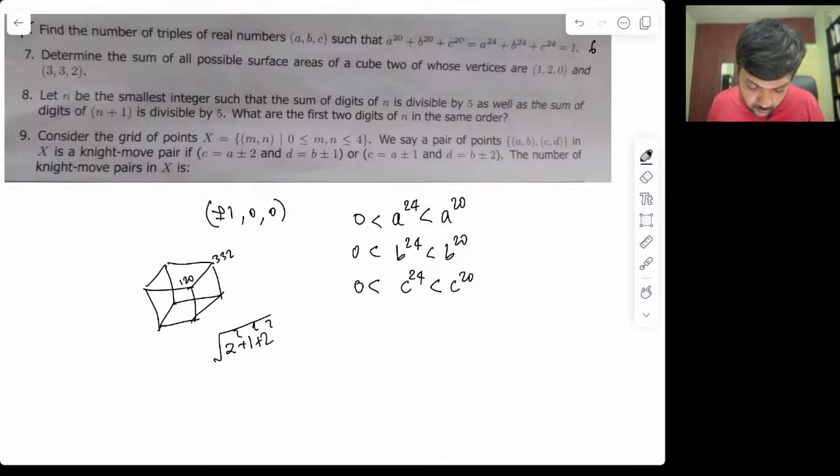Determine the sum of all possible surface areas of a cube. Only the all possible surface areas, not add for each different one. So that means 4 plus 4, 8 plus 1, 9, 9 into 6, 54. Yeah, that's what Derby said in one example there.